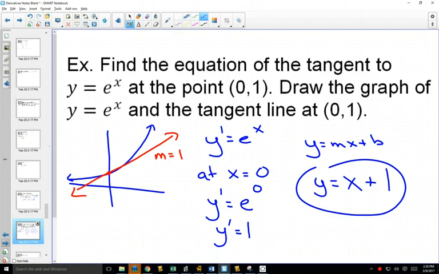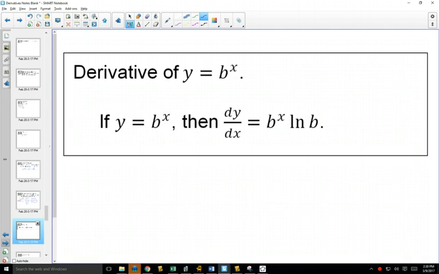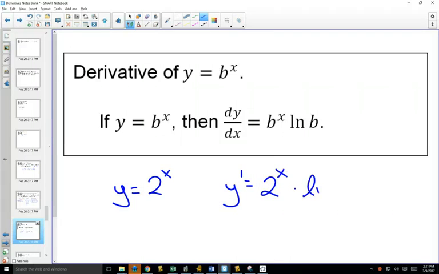So this class is also exciting because some of you already knew that the derivative of e to the x was e to the x, but you haven't done other powers. So what's the derivative of y equals 2 to the x? Well, according to the formula that we have here, it's telling us that y prime should be 2 to the x and then multiply by the natural log of 2. So the question is, why does this work?